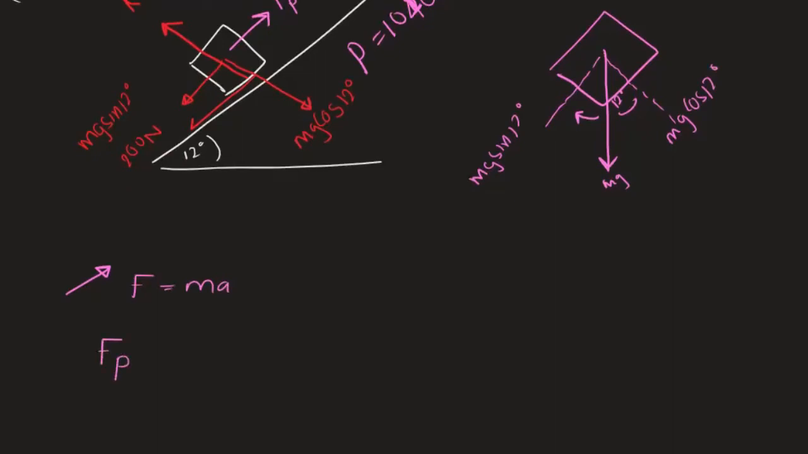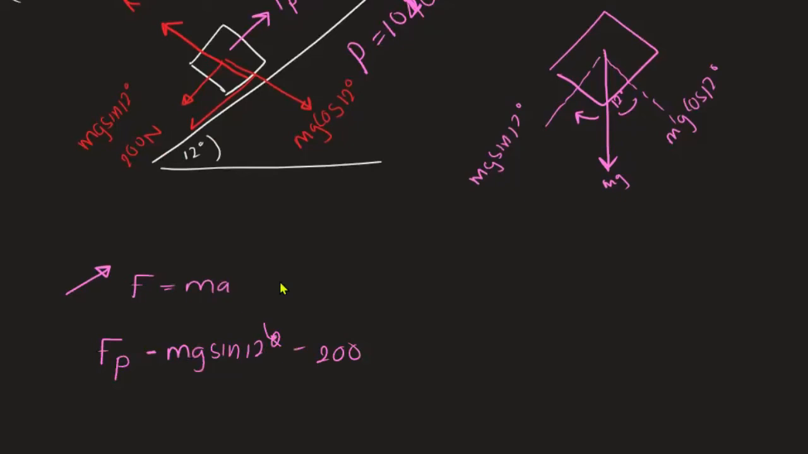Fp. What will be the forces along the plane? The force acting on this vehicle along the plane is Fp. The force acting on the vehicle downwards along the plane is what? Mg sine 12. Those are considered as minus mg sine 12 and minus 200, right? This is degrees, right?